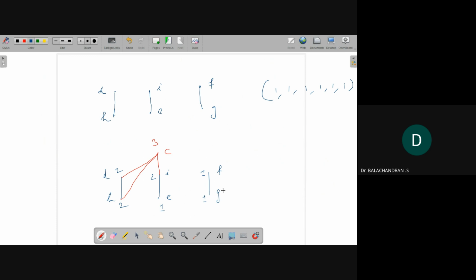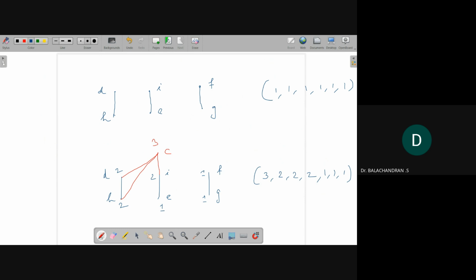Just for understanding, I am writing here: 3, 2, 2, 2, then 1, 1, 1. So using this degree sequence, I draw a graph.